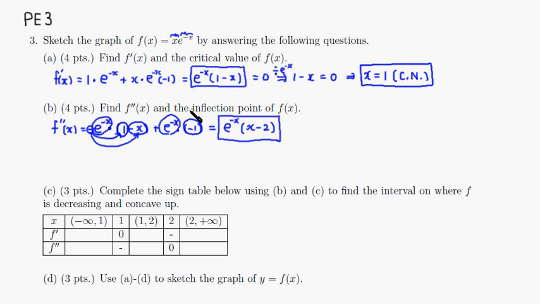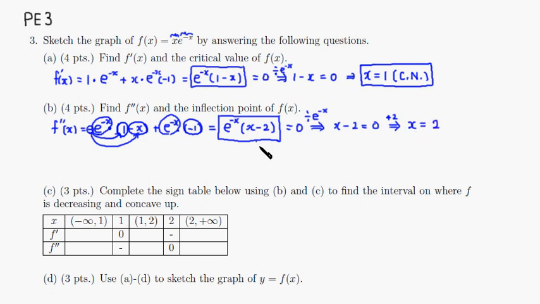Then we want to find the inflection point, so we set the second derivative equal to 0. Again, e to the negative x is never 0, so you can just divide through by e to the negative x to get x minus 2 equal to 0. Then we add 2 to both sides, so we have x equals 2.